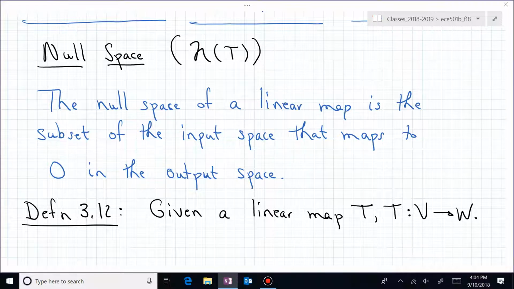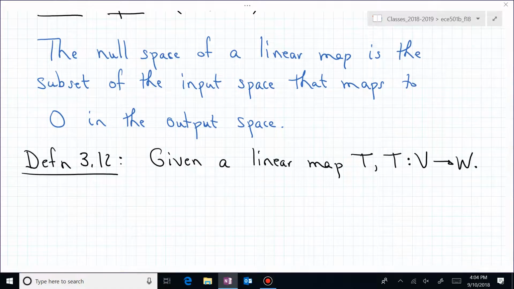So the null space is dealing with the domain's vector space, which is V, and that is the subset of the input space that maps, and here we're saying the subset, and we'll subsequently show that it's a subspace. But here we're just saying it's a piece of the input space that actually maps to the 0 vector in the output space. So what vectors in the input space map to the 0 vector in the output space? That subset is what's called the null space, or those vectors live in the null space of that linear map.